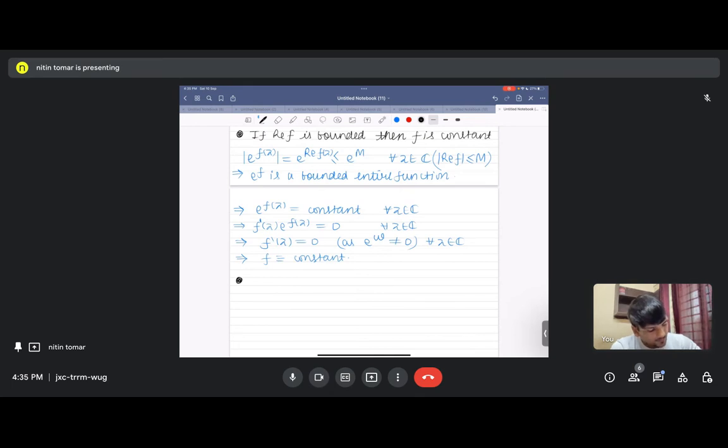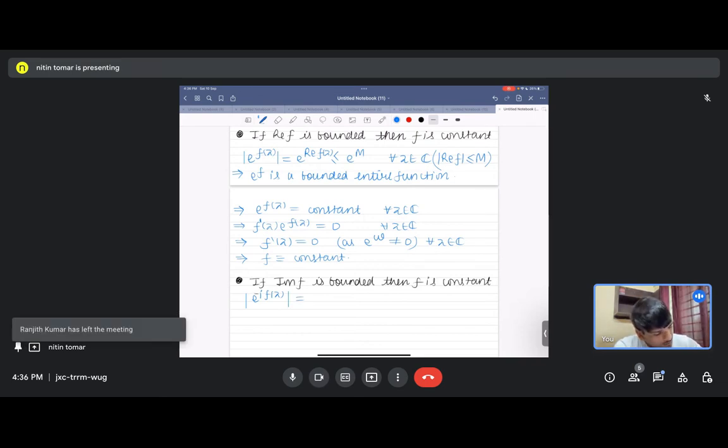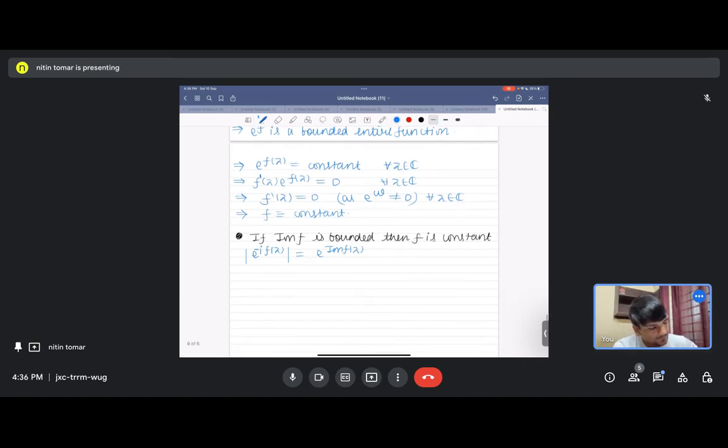So the next question is: what about the same for the imaginary part? If the imaginary part of f is bounded, then f is also constant, right? Yes, sir, by the previous result. By the previous discussion, you just consider e^(i f(z)). We know its modulus will be e^(minus imaginary part of f(z)), and using the same argument, this is done, right?